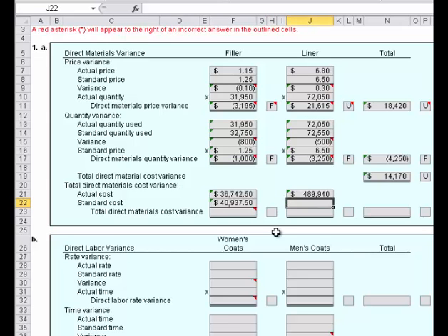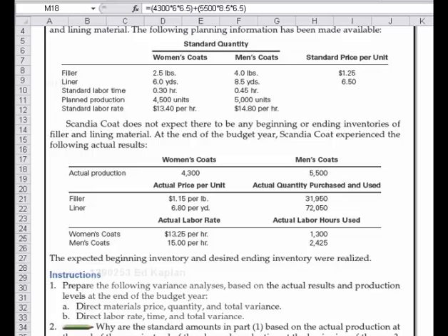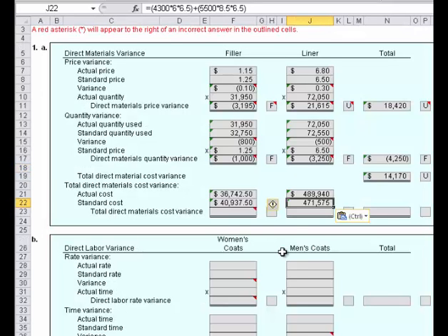We need to do the same thing for the liner now. Okay, so for the liner, again, 4,300 actual production times 6 yards of liner, times 6.50 per yard. Then we add 5,500 actual quantity of coats made at 8.5 yards per coat. So 5,500 times 8.5 gives us the total yards required to make the men's coats, times the 6.50 price. Alright, so once I've got that, I'm going to copy all of that. We can jot that value in right here, and we get 471,575. So now we know the total actual cost and the total standard cost.